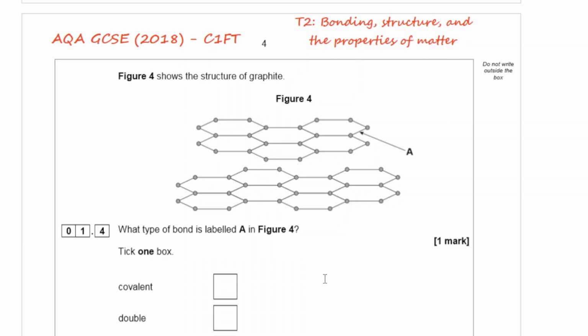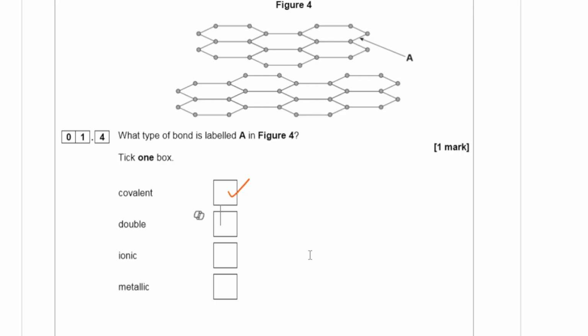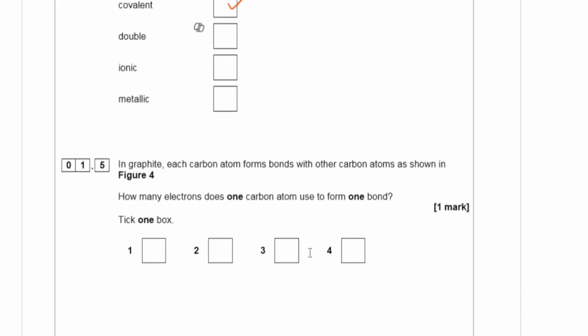Figure 4 shows the structure of graphite. So graphite is made up of just carbon. It's another allotrope of carbon. So what type of bonds is present in A? That would be covalent. There's no double bonds because you don't see any double lines. It's not ionic because there's no metals and it's not metallic as well.